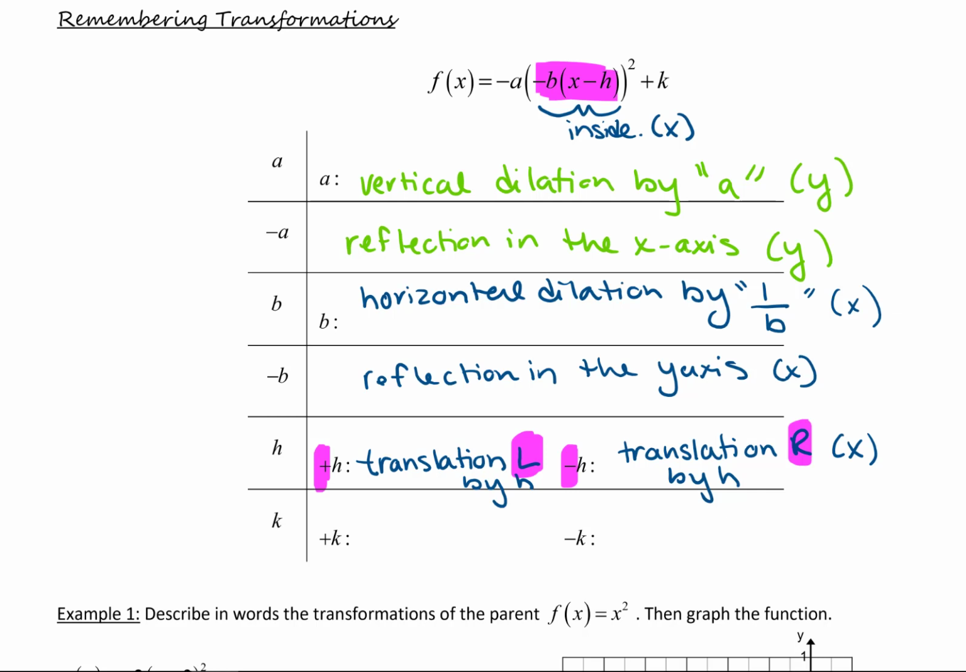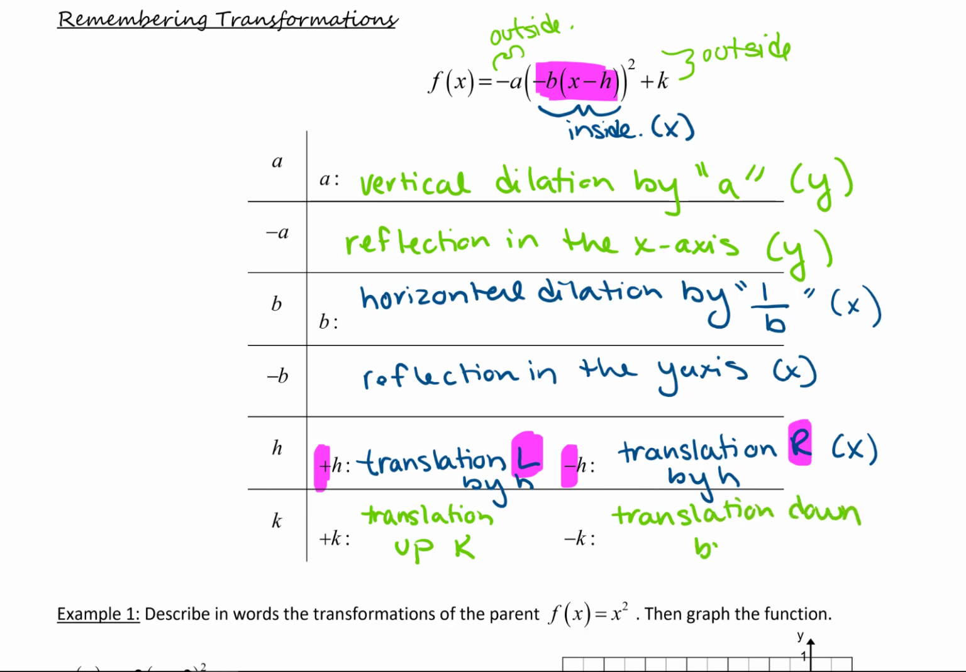and then our k value, which is on the outside. When I say outside, I mean the outside of the parent function. That is a translation up by k. So we see a positive, so it does go up. And a negative is a translation down by k. It's really important to take good notes here because we're going to be referring to this a lot.